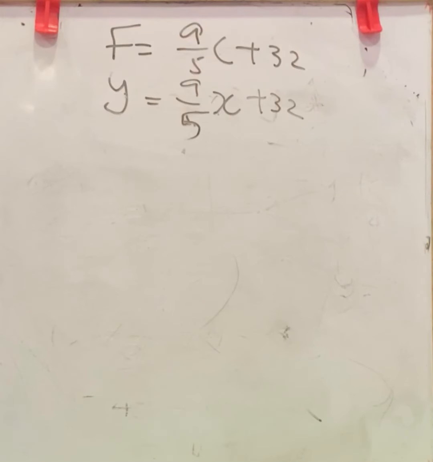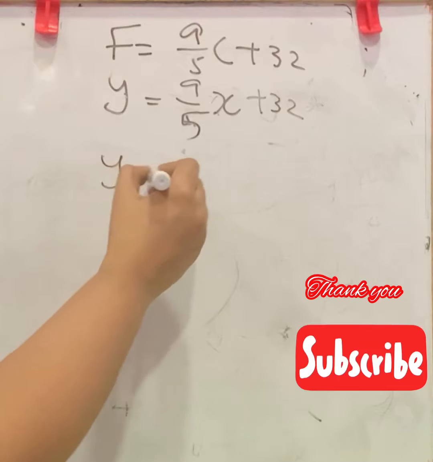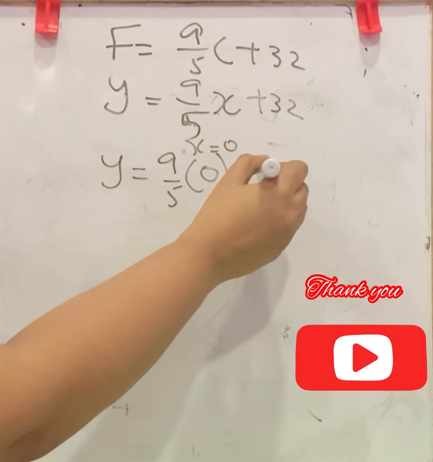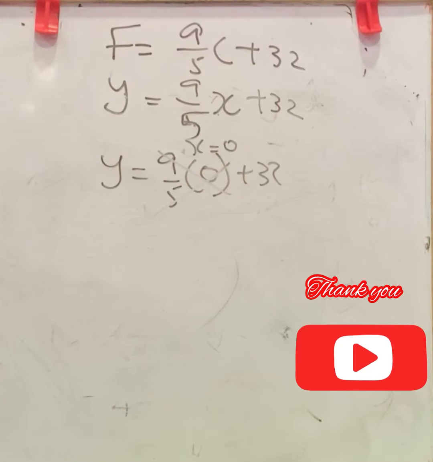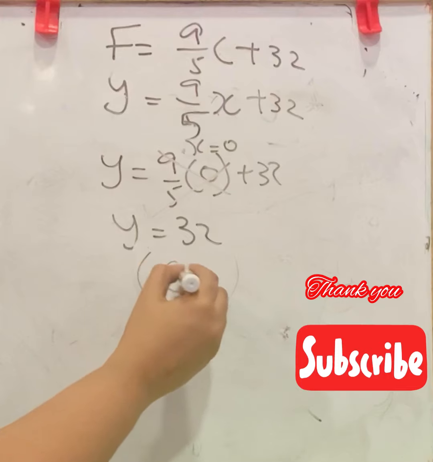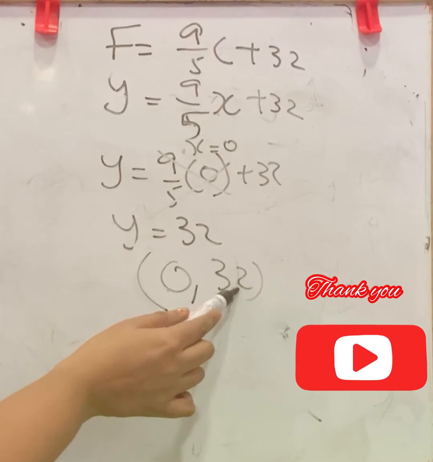Next, if Celsius is 0, that is x is 0, this becomes y equal to 9 by 5 into 0. X is 0 here plus 32. This whole term becomes 0. Then y equal to 32. So the solution is 0 comma 32. That is Celsius is 0, Fahrenheit becomes 32.